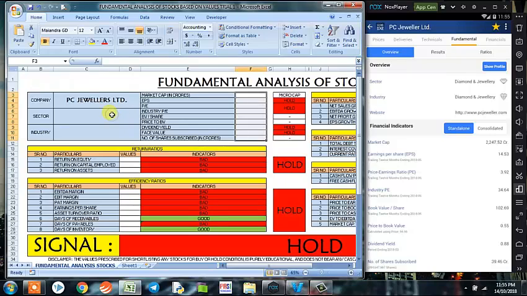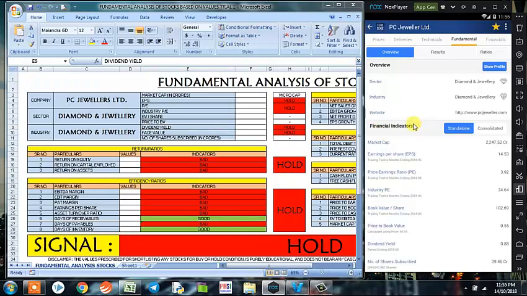So the sector for PC Jeweller is diamond and jewelry, and the industry is also diamond and jewelry. Now we'll be using these financial indicator values in our Excel program to arrive at a conclusion whether I want to invest in this company at this point of time or not. Now the first parameter is market cap, which is 2247.52 crores. Clearly it's a small cap company.